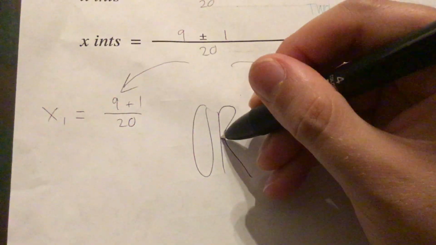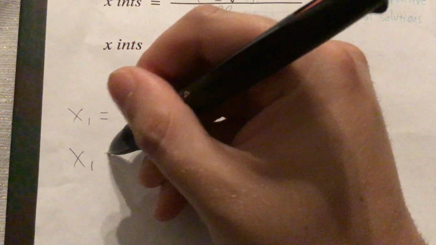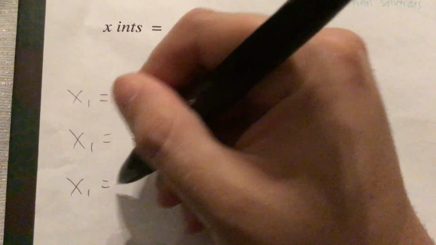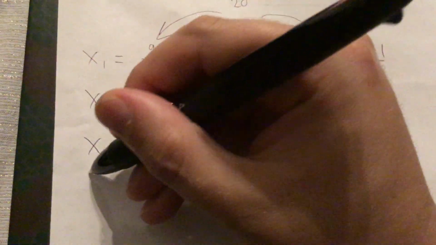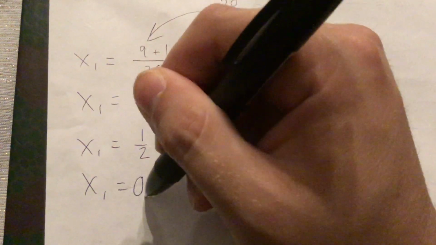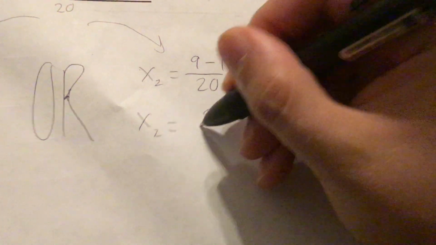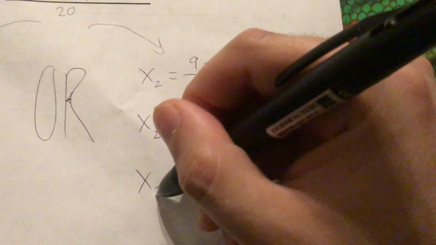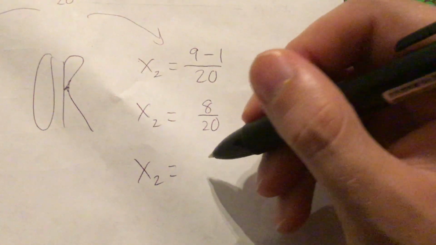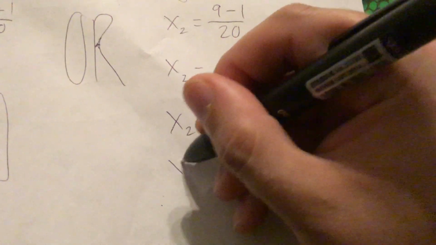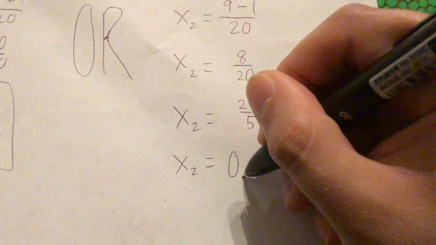So 9 plus 1 is 10. So x1 is equal to 10 over 20. I could reduce this to 1/2 if that's what you like. But you know what? If you do 10 divided by 20 in the calculator, you would also get 0.5. So I would accept either one of these. Okay? x2 is equal to 9 minus 1, which is 8 over 20. And I could reduce this by dividing the top and bottom by 4, thus getting me 2/5. Or if you want to figure out what that decimal is, that'd be 0.4.